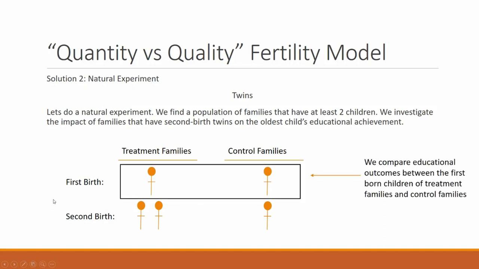And so what we will do is compare the educational outcomes for the firstborn children between the treatment families and the control families. And by doing that, we have some exogenous variation in family size. The treatment families have one additional child compared to the control families, and it was assigned randomly; it is exogenous, not endogenous. And so therefore, we compare treatment families to control families. This is a natural experiment. It's an experiment that occurred because of randomization in nature. That's one kind of natural experiment.